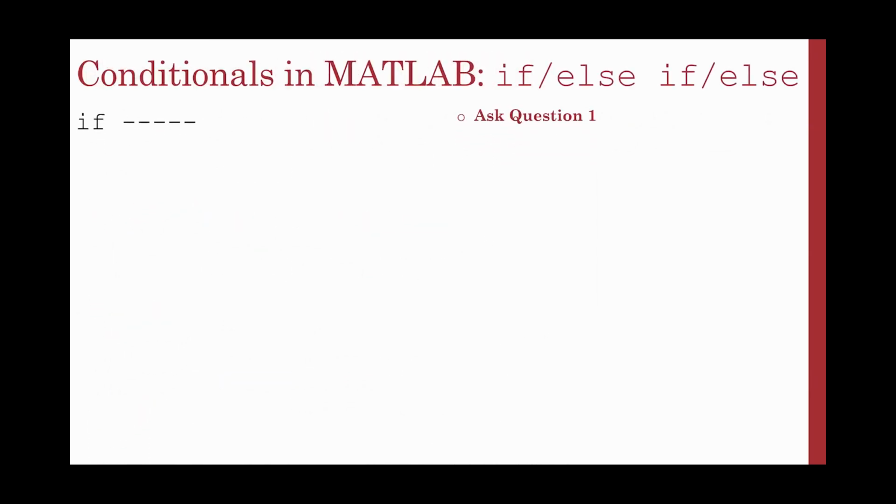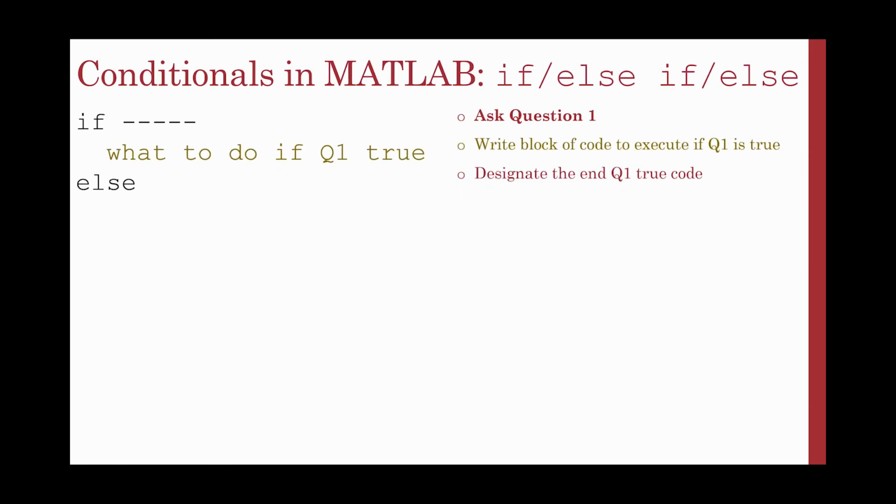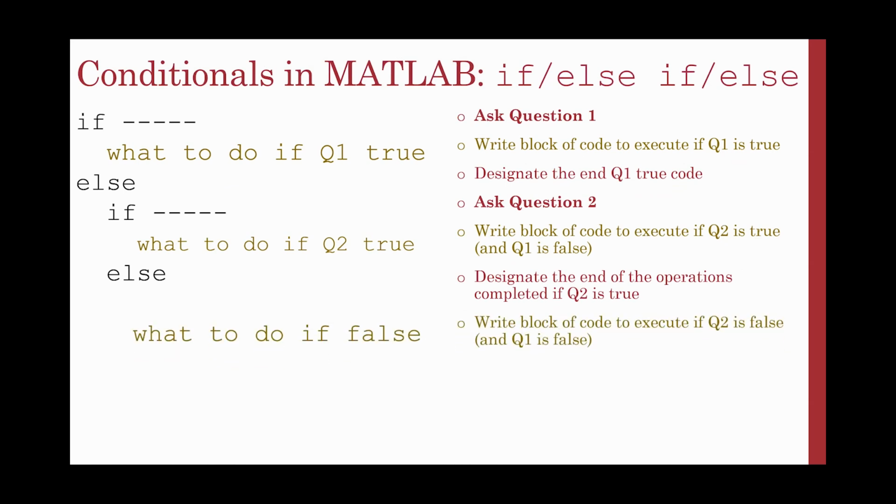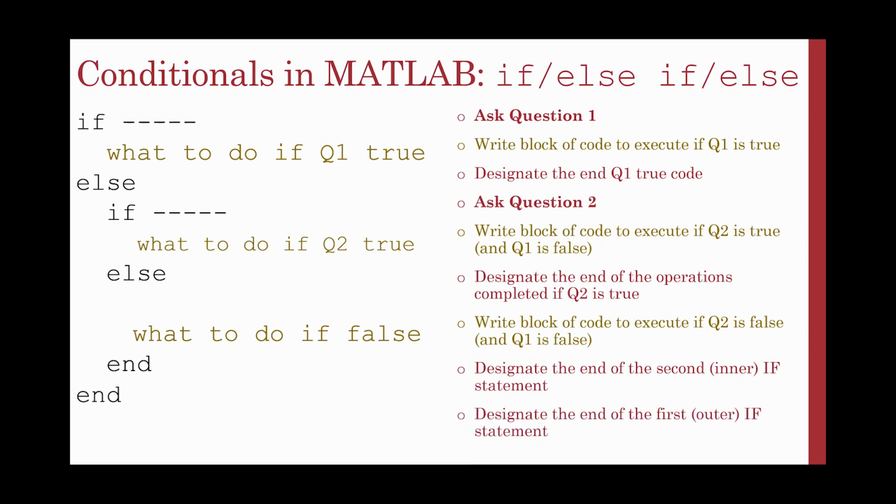So I can say if, ask question 1, what to do if question 1 is true. Else, what to do. Else will end the question 1 true code, and then you can put if again to ask question 2. Then you can say else. This will designate the end of question 2. What you do if question 2 is false, and then you can end, and then you can end.